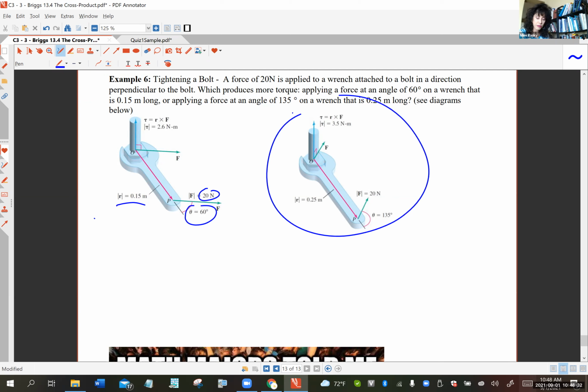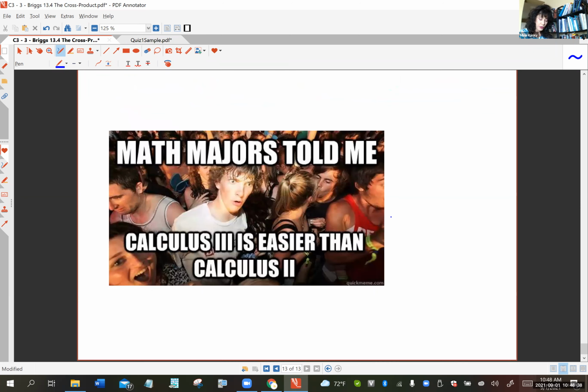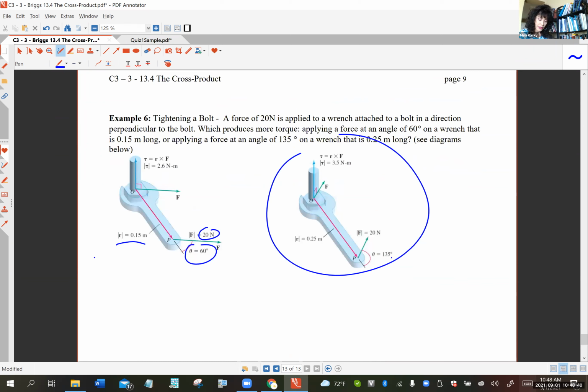Got another torque situation. You're applying a force at an angle of 135 degrees. Whoops, sorry, 135 degrees. Your wrench is 1/4 of a meter long, and your force is still 20 newtons. Which torque is larger? What's got more torque?